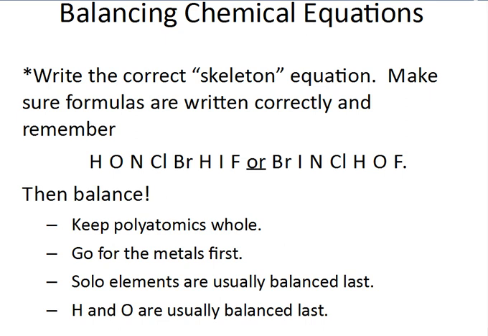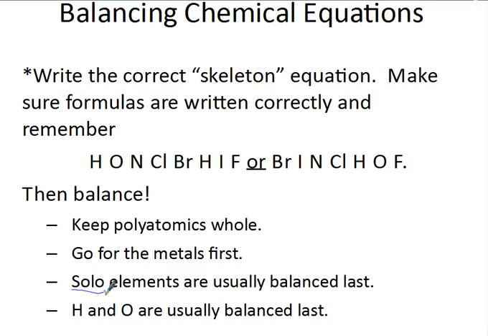When we're balancing, keep your polyatomics together. There is one example where we're going to split up carbon, hydrogen, and oxygen. That's okay, but for the most part, keep your polyatomics together. Look at your metals first. Solo elements, save them to the end, and then hydrogen and oxygen, also save them to the end if you can. That will help you out a lot.